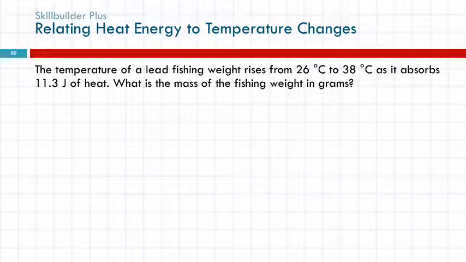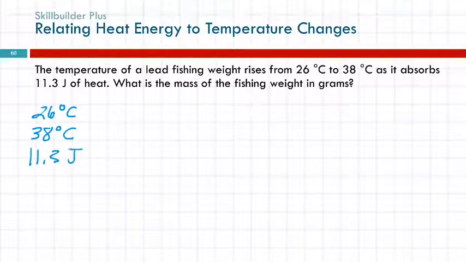The temperature of a lead fishing weight rises from 26 degrees to 38 degrees as it absorbs 11.3 joules of heat. What is the mass of the fishing weight in grams? It seems like it would be easier to just weigh this thing, but we can't do that because it's the problem. So pull the numbers out. We got 26 degrees Celsius. We have 38 degrees Celsius. We have 11.3 joules. And it's asking, what's the mass?